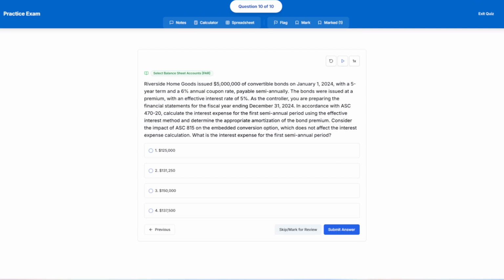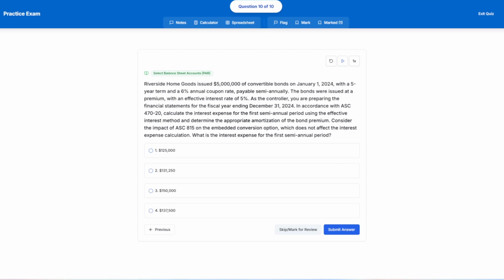Let's go through each option methodically. Option 1 is $125,000. This option can't be correct because it uses the coupon rate of 6% divided by 2, applied to the face value of $5 million, which doesn't consider the premium or the effective interest rate.